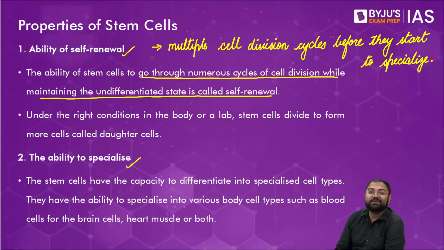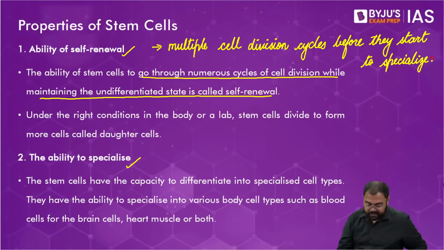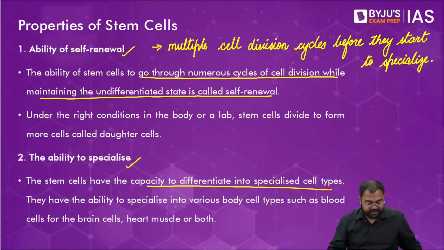Second is their ability to specialize, because what we know is that the same stem cell can grow into a brain cell, can grow into a heart cell, can grow into a muscle cell, can grow into a skin cell. So their ability to specialize is very, very unique, and that is what makes them very useful in medical procedures. We'll discuss how exactly that happens. We see that their capacity to differentiate into specialized cells is very crucial, and that's why they are so important for us, because they can specialize into various different types of cells, and because of that they will have very special applications.